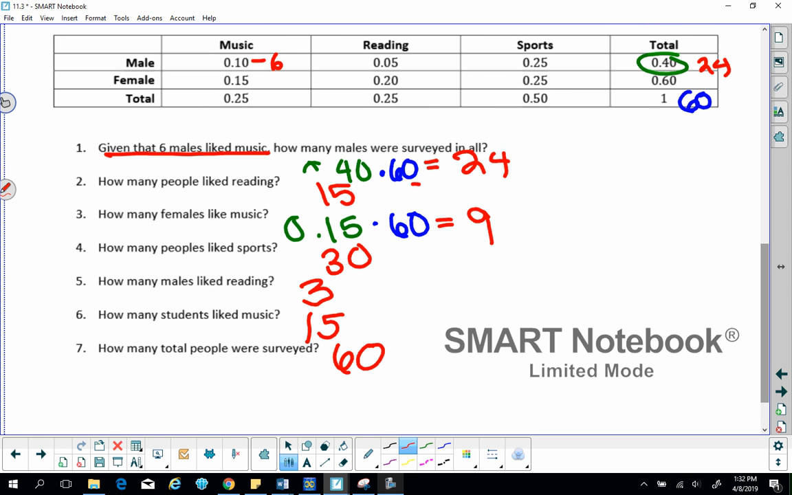So usually if I said, how many males, out of the males, like music, I would look at out of the males, so the total of the males, and then just whoever likes music, that's divided by that. So conditional is a certain condition. What's relative frequency? Related to the total.